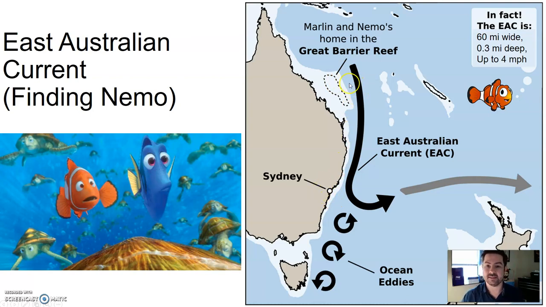Well, part of that is that they hop on the East Australian Current, so the current will flow them to Sydney to get them there faster. That's the image of that from Finding Nemo. So it seems pretty fast, but it really only moves about 4 miles an hour. It extends from the surface down to about 0.3 miles deep. It is about 60 miles wide. But anyway, hey, they got some of the science right, I guess, taking the current from the Great Barrier Reef to Sydney.